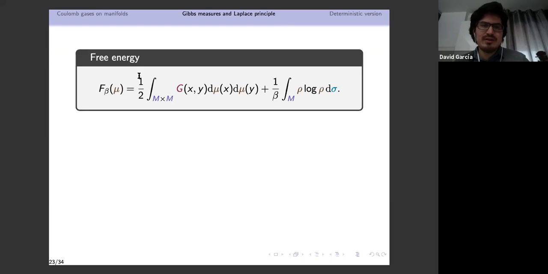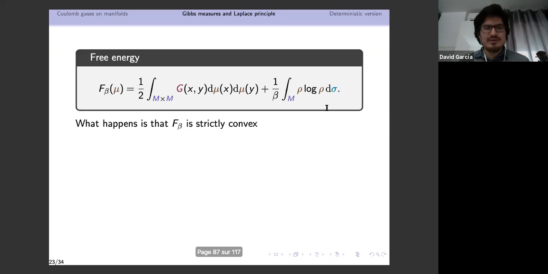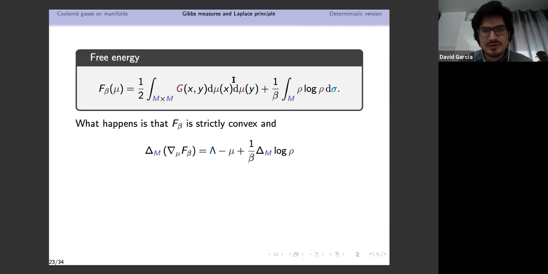The free energy will be then the macroscopic energy plus this entropy term. And what happens is that F beta, the free energy, is strictly convex. In fact, both terms separately are strictly convex. And we can take the derivative of F beta in mu and the Laplacian. So the derivative is, at least formally, kind of immediate to take because this is a quadratic function on mu. We can also take the derivative of this with respect to rho. And after taking the Laplacian and using the defining property of G, we can find this relation.